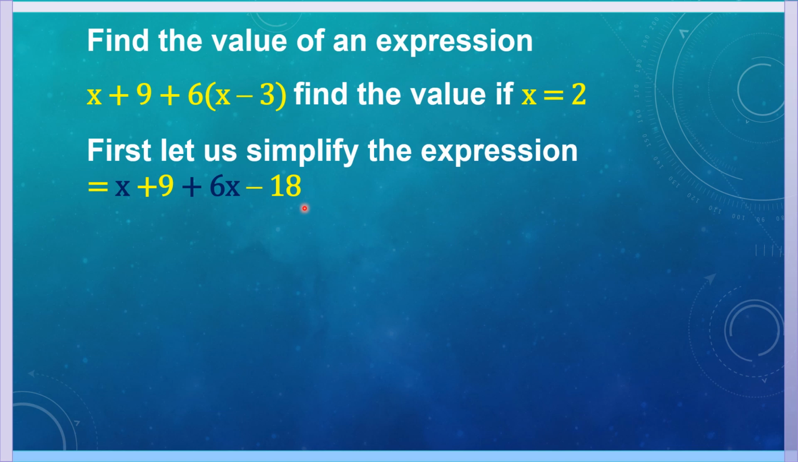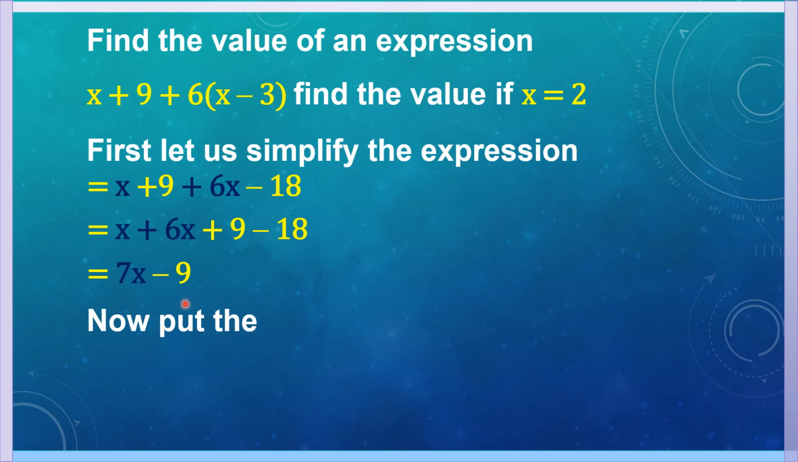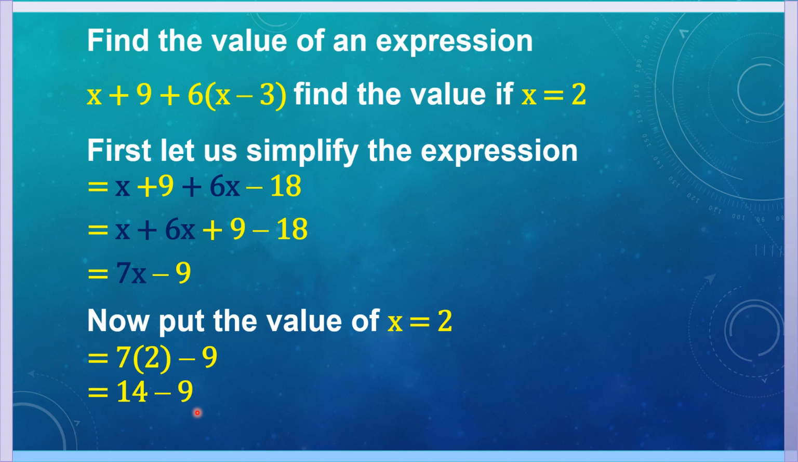Now we should collect the like terms. x plus 6x plus 9 minus 18 is equal to 7x minus 9. Now put the value of x equal to 2. We have to put the x value here. 7 into 2 minus 9 is equal to 14 minus 9 is equal to 5. So plus 5 is the answer.